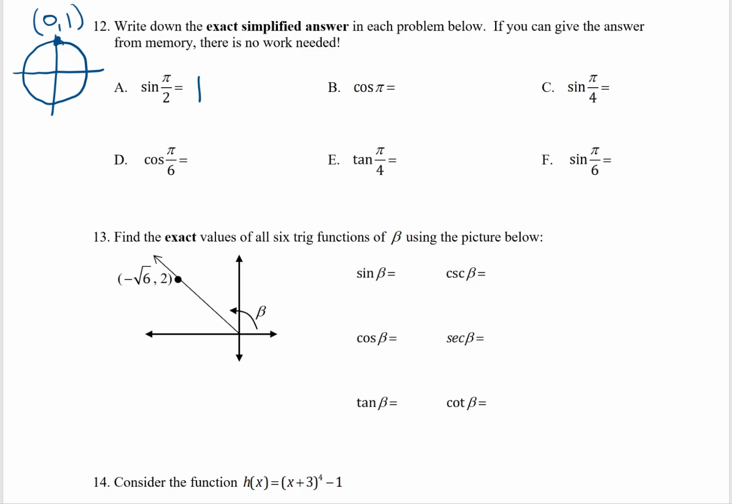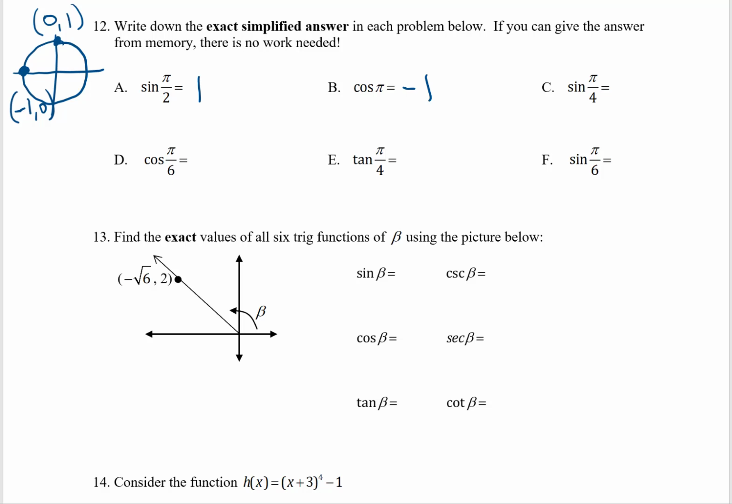In the second example, cosine pi, pi is over here at 180 on the unit circle. This would be the point -1, 0, and cosine returns the a coordinate. So this would be -1 for cosine pi.